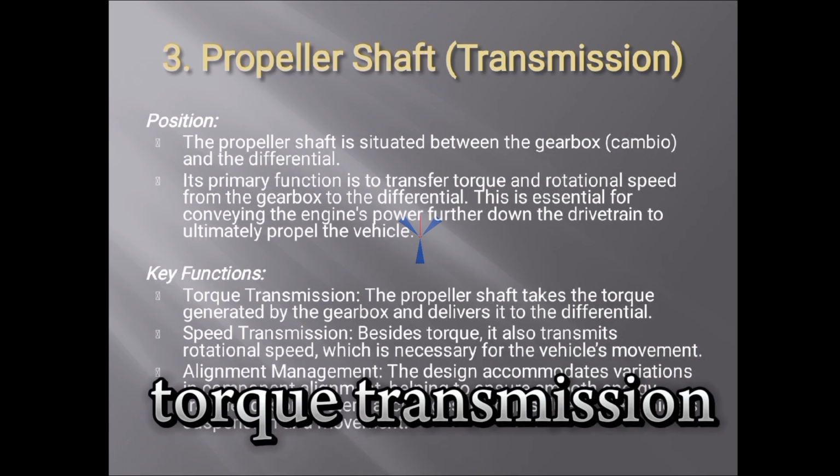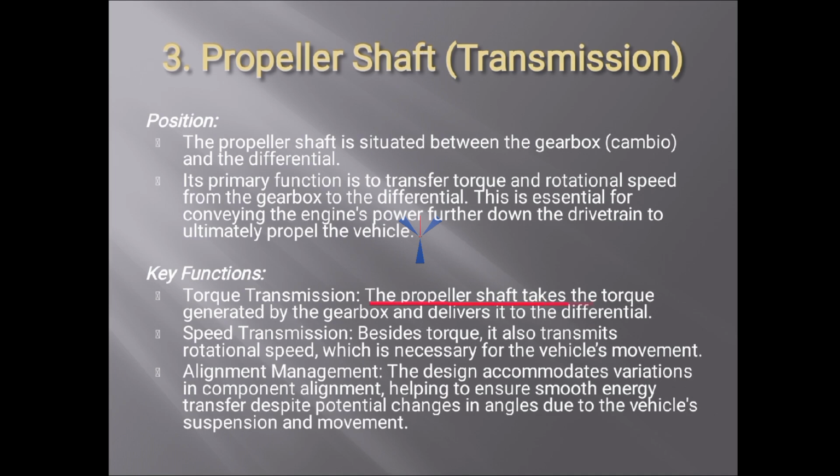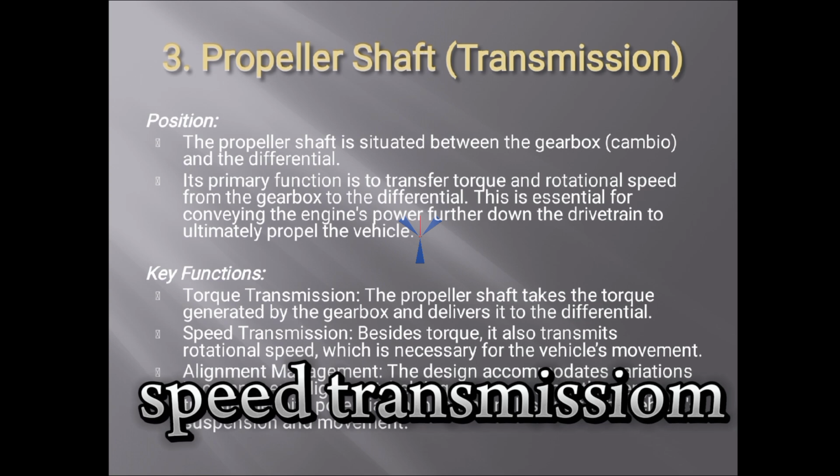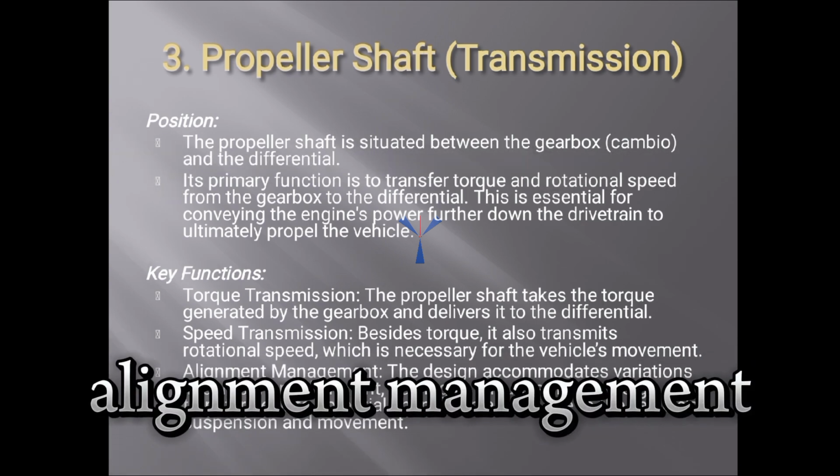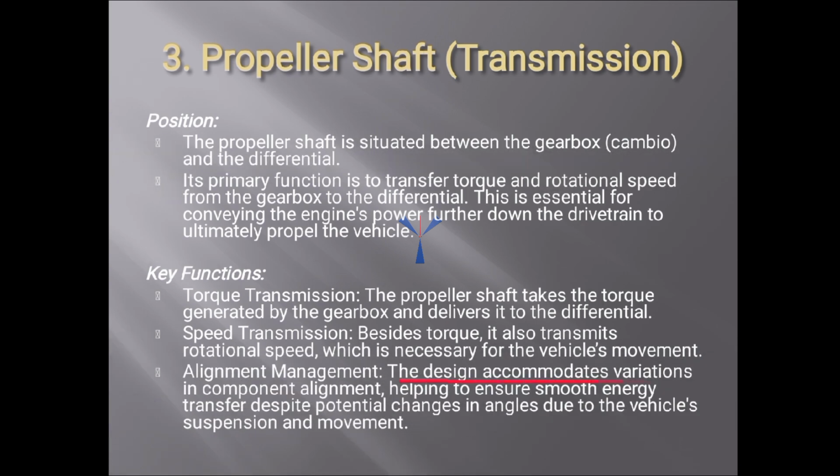Torque transmission: the propeller shaft takes the torque generated by the gearbox and delivers it to the differential. Speed transmission: besides torque, it also transmits rotational speed, which is necessary for the vehicle's movement. The third function is alignment management. The design accommodates variation in component alignment, helping to ensure smooth energy transfer despite potential changes in angle due to the vehicle's suspension and movement.